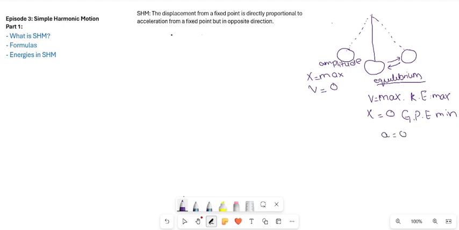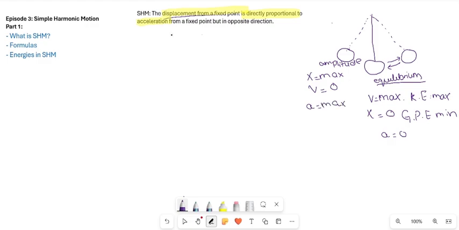Why? Because we just said here the displacement from a fixed point, we have written the displacement from a fixed point is directly proportional to acceleration. That means whatever happens to acceleration will happen to displacement. This was just the first part. I'll explain this opposite direction part in a while. So we have said whatever happens to the displacement, when x is 0, displacement is 0, the acceleration will also be 0. And here goes the same. When displacement is maximum, acceleration will be maximum.